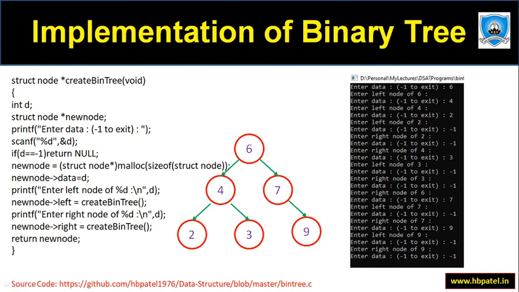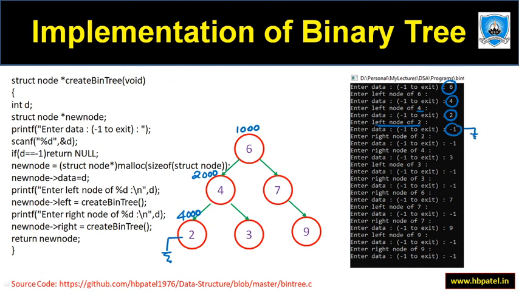So first it will ask for enter data. So enter data is 6. So let's say this one is 1006. Now it will say that enter left node of 6. Now you are entering 4. So let's say the second node is created. So 4. Now it will ask enter left side of 4, and you are entering 2. So let's say this one is, let's say 4000. Okay, again it will ask enter left side of 2, but left side of 2 you will enter -1.